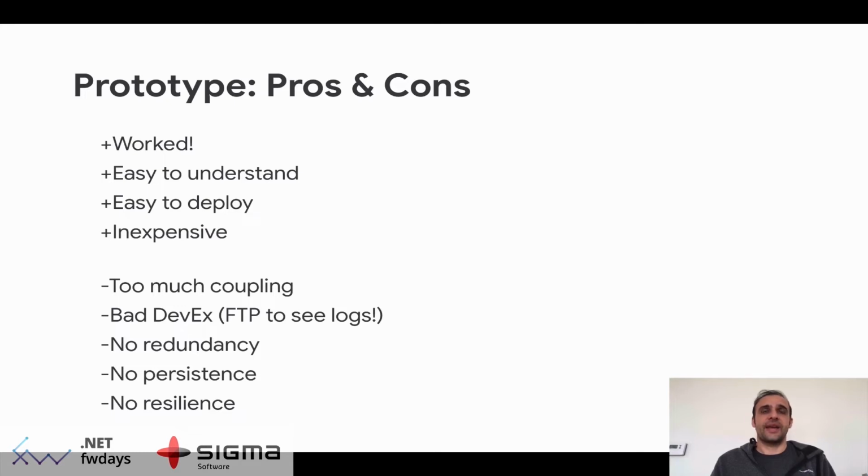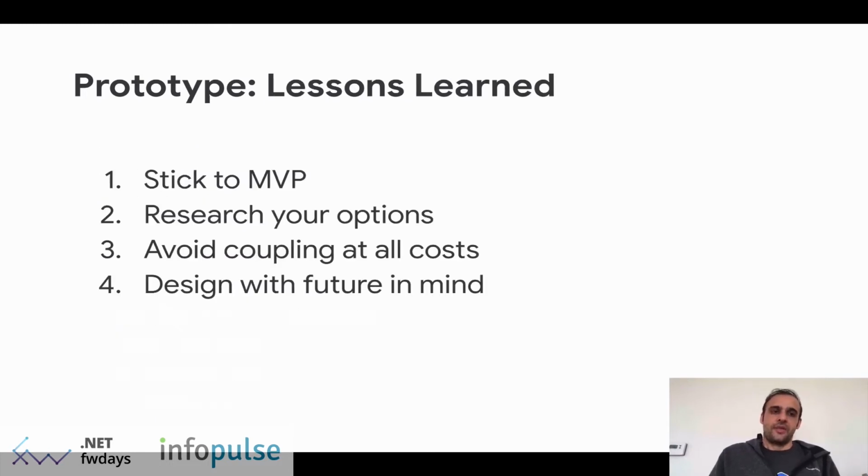Basically, if any part of the application crashed, it would bring down everything, right? So if there is something wrong with the reader and it goes out of memory, it would bring down the web API and vice versa. So we didn't have any kind of resilience whatsoever. But the good news is that things worked, and that's what we wanted to do in this initial stage.